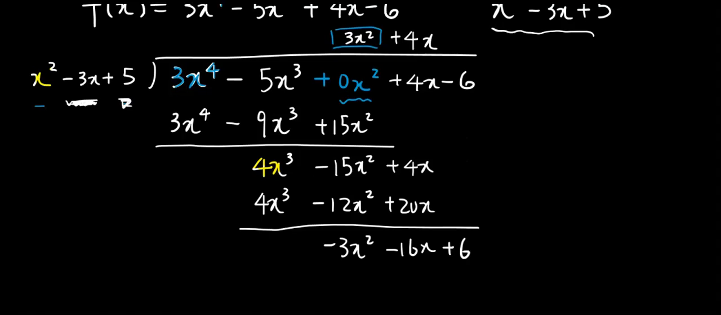Continue. One last step. What times x squared gives me negative 3x squared? So I just times negative 3. And then I'm going to complete that. Continue to do the multiplication. And what is the last one? That is negative 3 times positive 5. That is right. And subtraction.